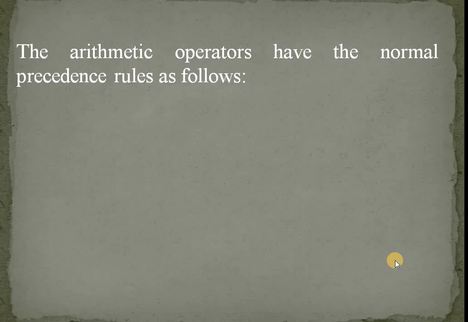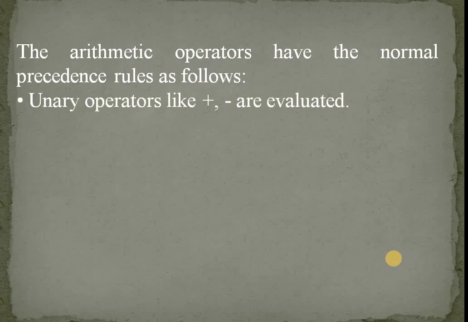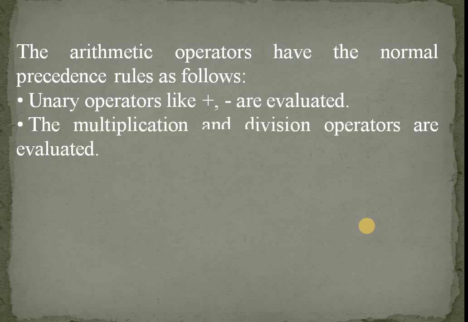The arithmetic operators have the normal precedence rules as follows. Like in maths we have some precedence rules to follow, in the same way here also we have to follow some precedence rules. First, unary operators like plus or minus are evaluated first. That is, we have to see if the given number is negative or positive. Second, the multiplication and division operators are evaluated. So the next priority is given to multiplication and division operators.